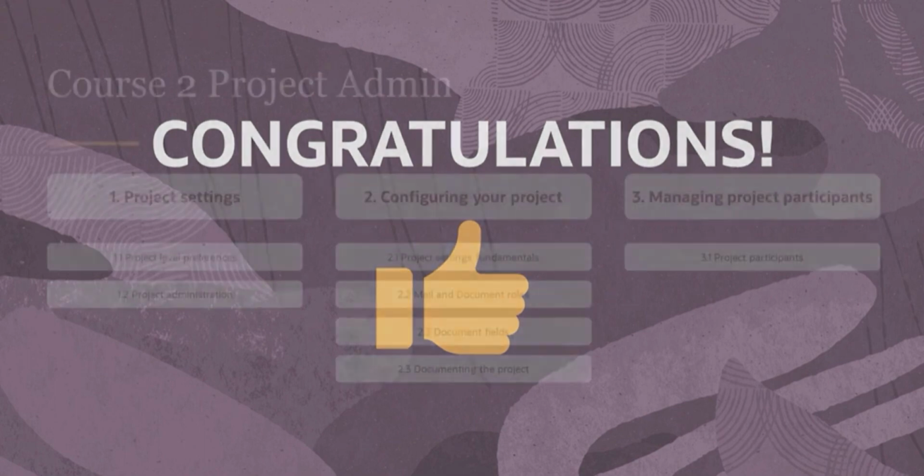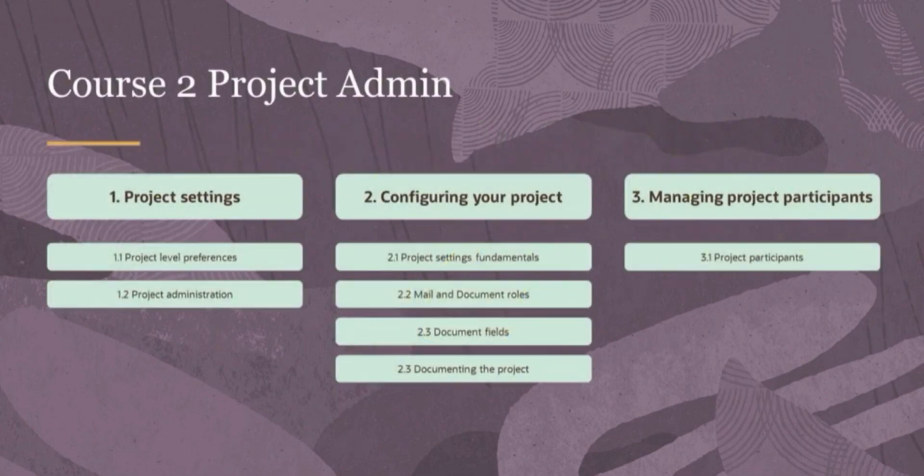Here's what we've covered. There were 3 lessons. We covered the various project settings and preferences. We took a look at updating the configuration of a project along with the various roles and document fields. And then we finished off by discussing how to manage the project participants.